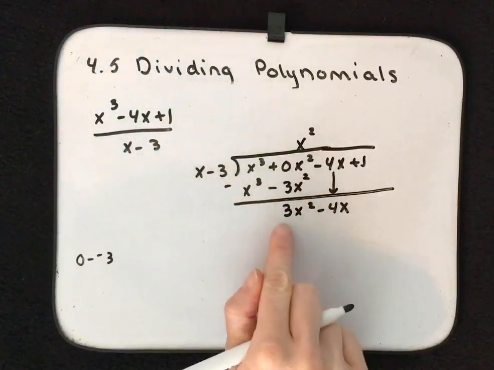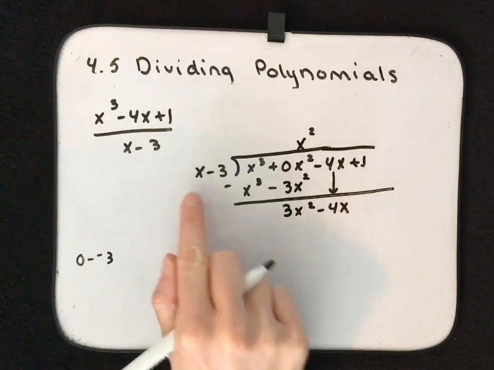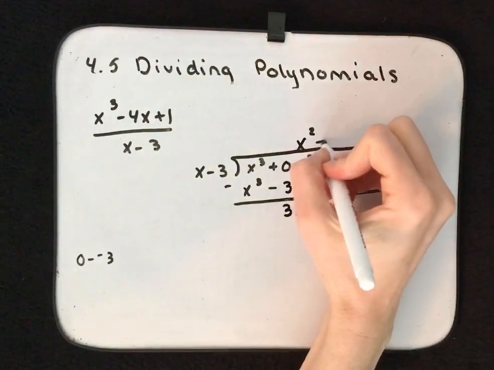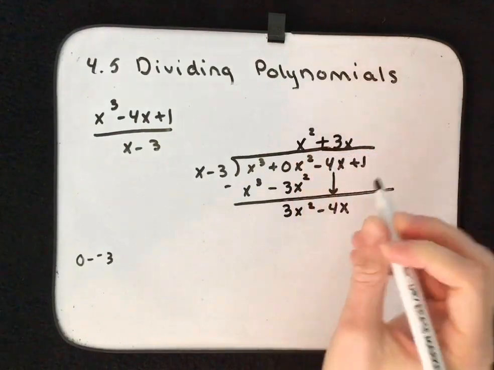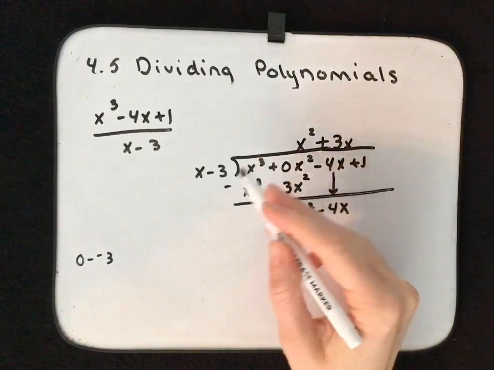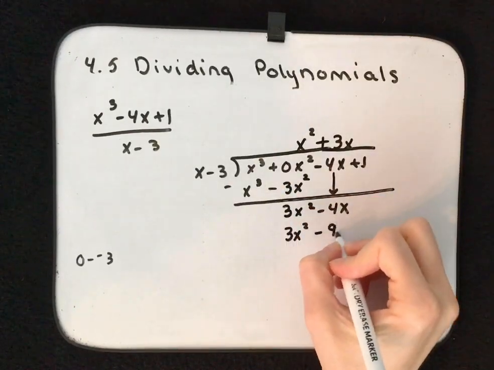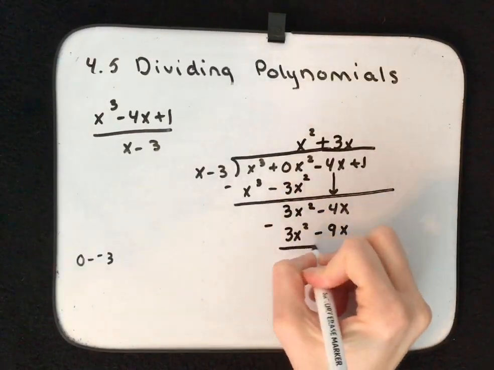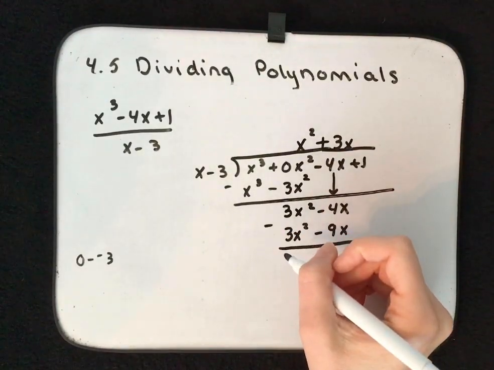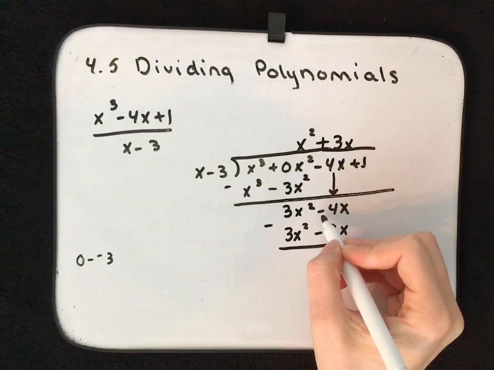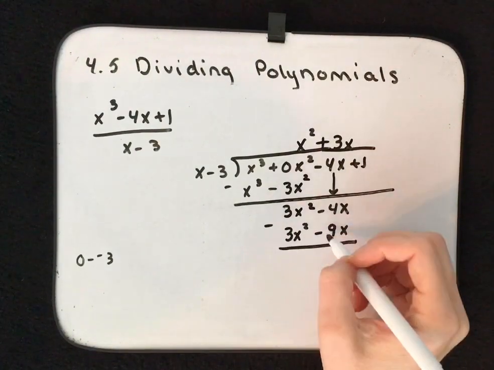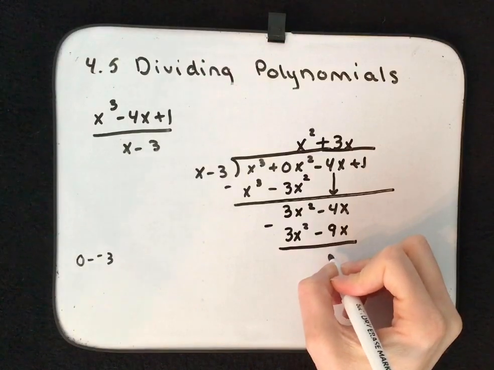Well, 1 times 3 gives us 3. X times x gives us x to the second. So plus 3x. 3x times x is 3x to the second. 3x times negative 3 is minus 9x. We're subtracting. 3x to the second minus 3x to the second gives us 0. Negative 4x minus negative 9x, that's going to look like negative 4 plus 9. So that's going to give us 5x.